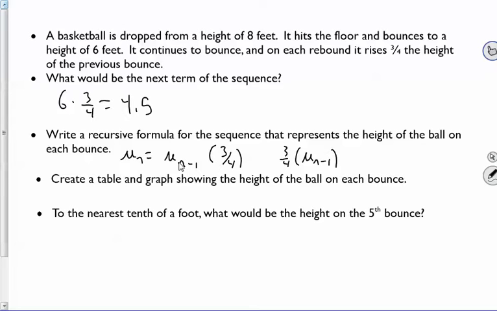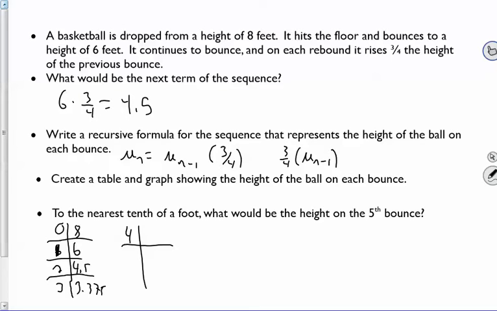If we wanted to do a table for each bounce, you can just do a table by hand. It wouldn't be a very big deal. So if you think about it, bounce 0 was 8. First bounce was 6, right? Second bounce we just figured out was 4.5 feet. Third bounce, what's 3/4 of that? That's 3.375.